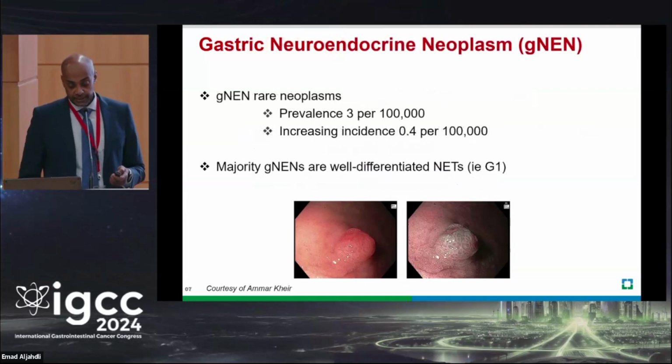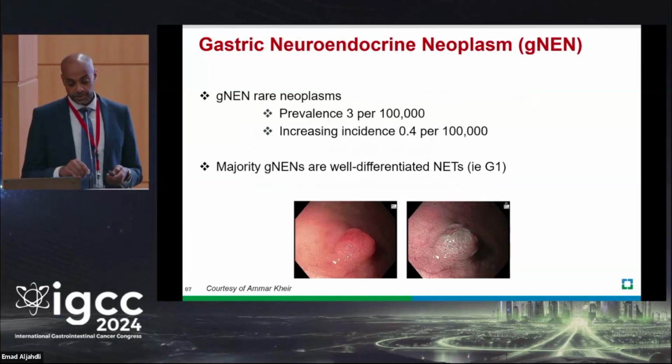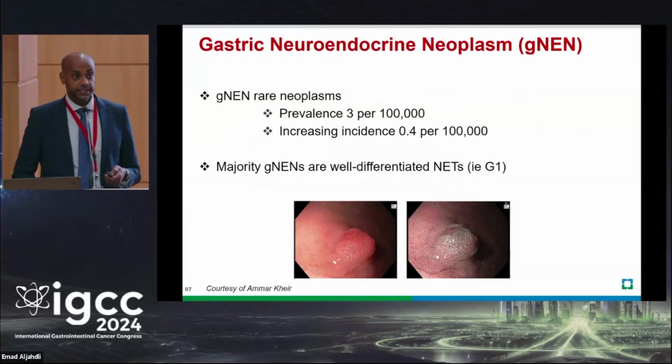They're very rare, prevalence of 3 in 100,000, but we see them more frequently in our clinical practice, especially type 1, because of the higher incidence of chronic atrophic gastritis. But we know already that there is an increasing incidence of 0.4 per 100,000. But as I said, the majority of these lesions, fortunately, are well differentiated, and they are classified as grading G1, which we'll come to in a minute.